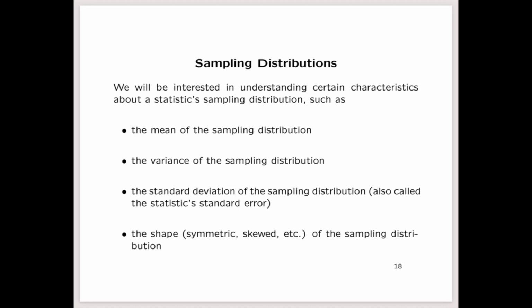All right. Typically, we are not going to know that exactly. We may know something about an approximation to the sampling distribution, but typically we would not know the exact sampling distribution. But for starters, we want to think about trying to understand these particular characteristics of the sampling distribution.